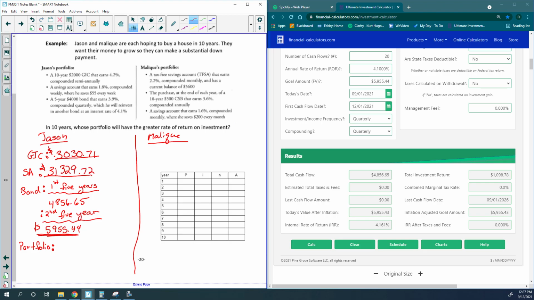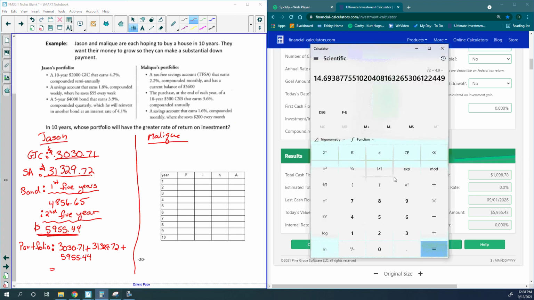So for the GIC, we got $30,030.71 plus the savings account, which is $31,329.72 plus the bond, so $59,500, or sorry, let's try to say that properly, $5,955.44. What that works out to be is the amount of money that Jason has at the end of the 10 years.